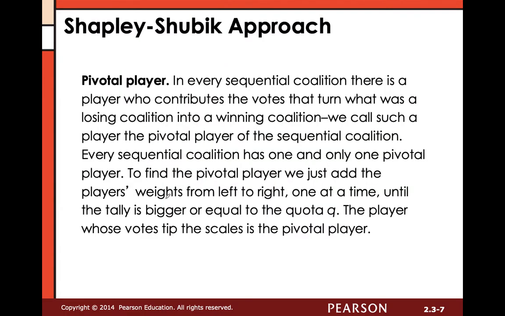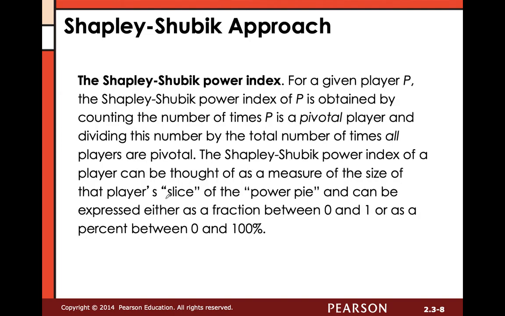So in the Shapley-Shubik approach, there's a pivotal player. In every sequential coalition, there's a player who contributes the votes that turn what was a losing coalition into a winning one. We're going to call that player the pivotal player of the sequential coalition. Every sequential coalition has one and only one pivotal player. To find that, we just add the players' weights from left to right one at a time until the tally is bigger than or equal to the quota. The player whose votes tip the scales is going to be the pivotal player.